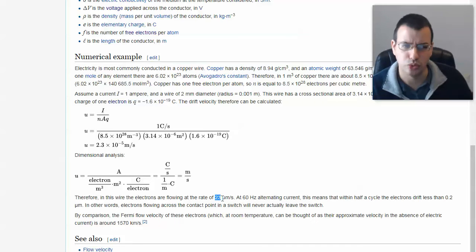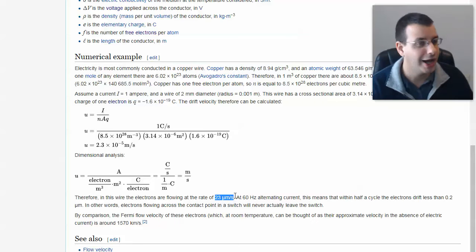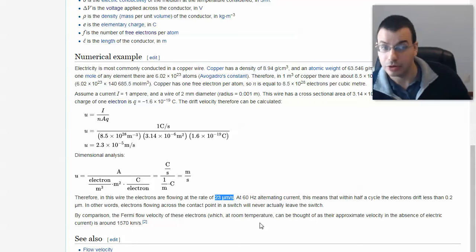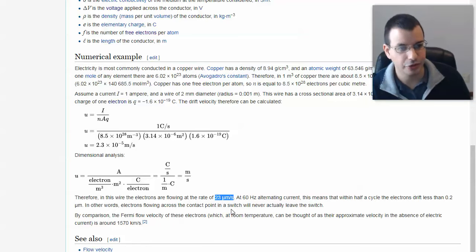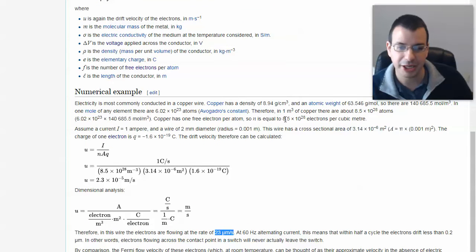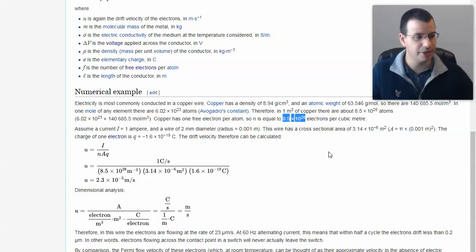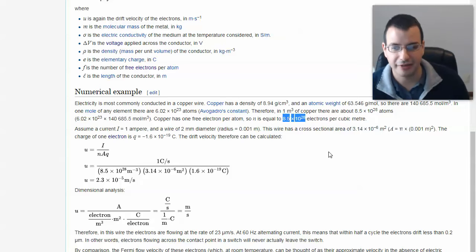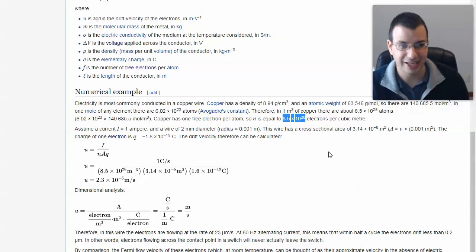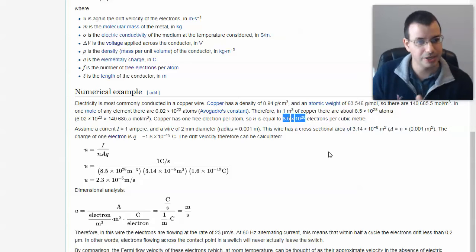So this is saying that it's really slow. I can walk faster than that pretty easily. So the idea here is these electrons are not moving very quickly at all. And even though they're moving slowly, there are 8.5 times 10 to the 28 electrons per cubic meter. Okay, a cubic meter is a pretty big piece of copper, but you still have a lot of electrons in that wire. And you have so many electrons that even though this relativistic effect is almost negligible, it has a huge impact when you're talking about this many electrons.